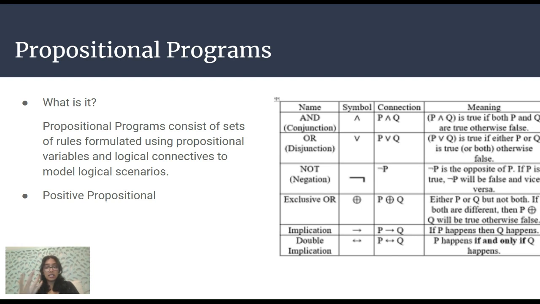Now, if I take an example, a positive program might include rules like if P then Q, or if P and R then S, without any negation. An example of negation would be if not P, then Q. And if you look at the right side of the screen, you'll be able to see the basic propositional logic that we use.